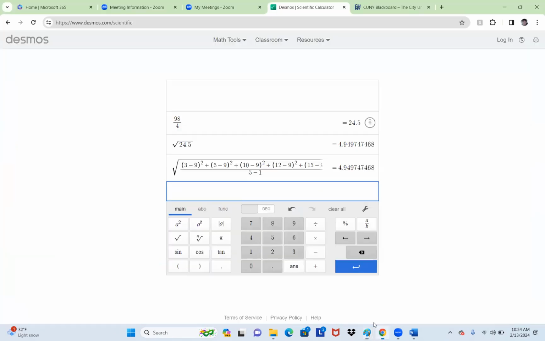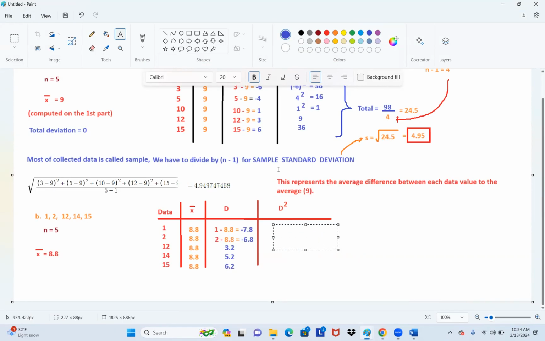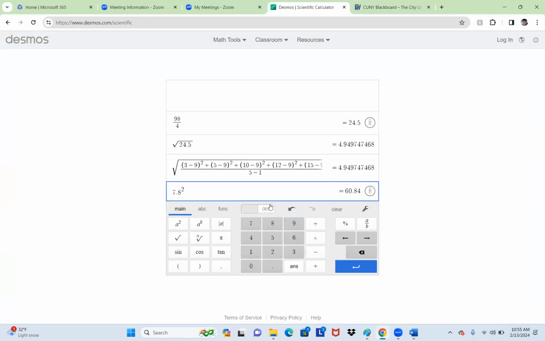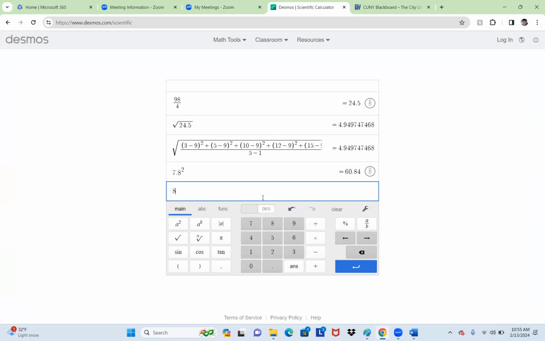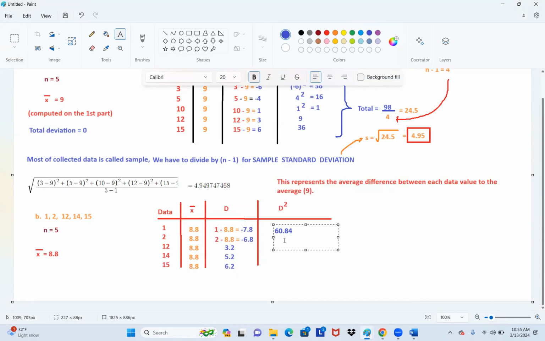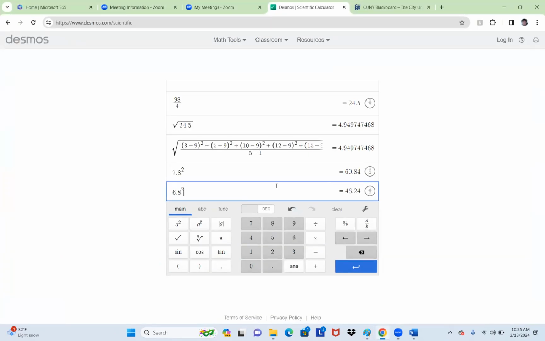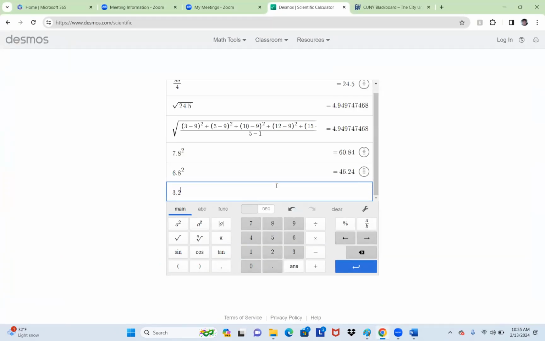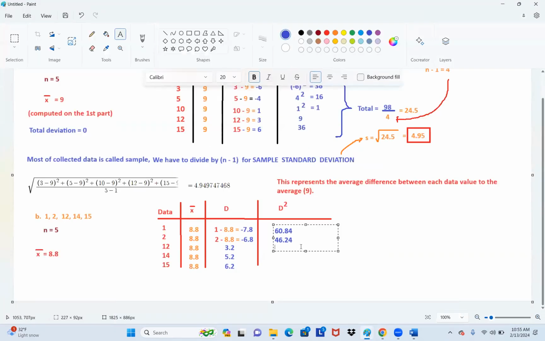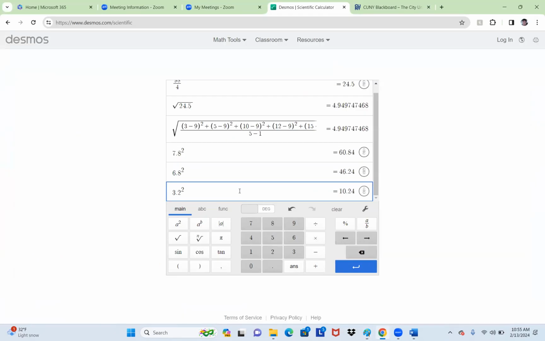And then you're going to square each of those. So 7.8 squared is 60.84. And 6.8 squared is 46.24. And then 3.2 squared, 10.24. And afterward, 5.2 squared.